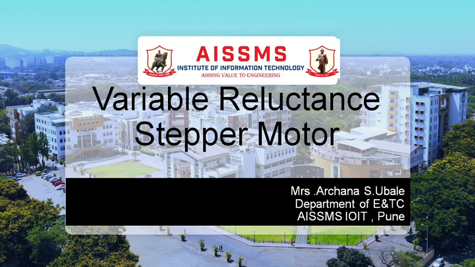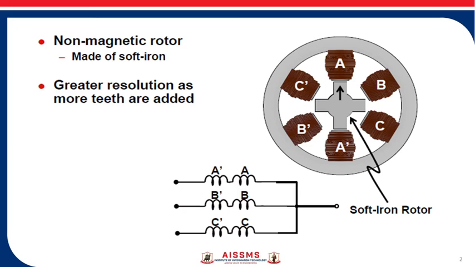I am going to explain the type of stepper motor, that is the variable reluctance stepper motor. Variable reluctance stepper motor is the very basic type of stepper motor, and it can explain the principle of operation of the stepper motor. The name itself indicates that the stepper motor moves in steps. This is one type of stepper motor, the variable reluctance stepper motor.